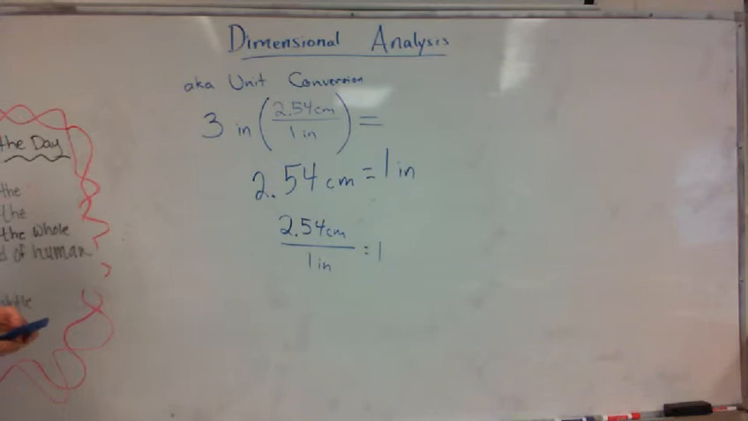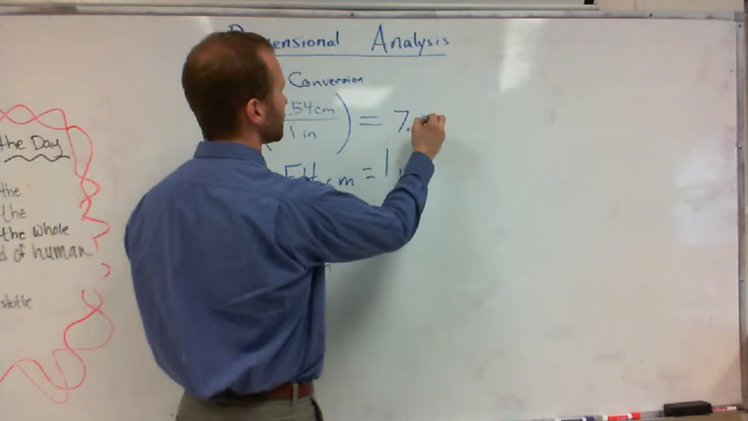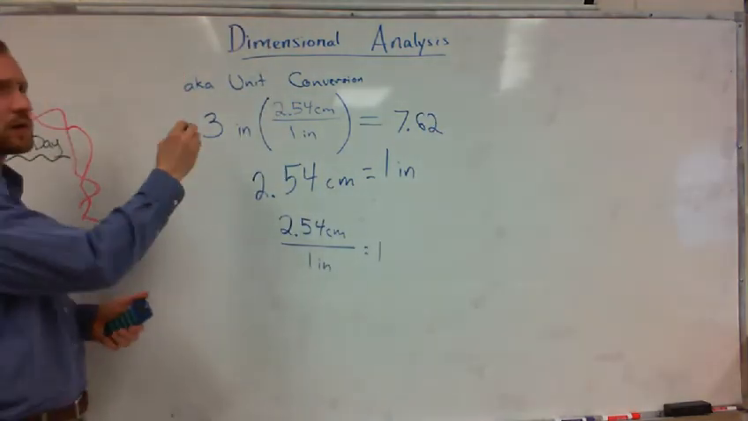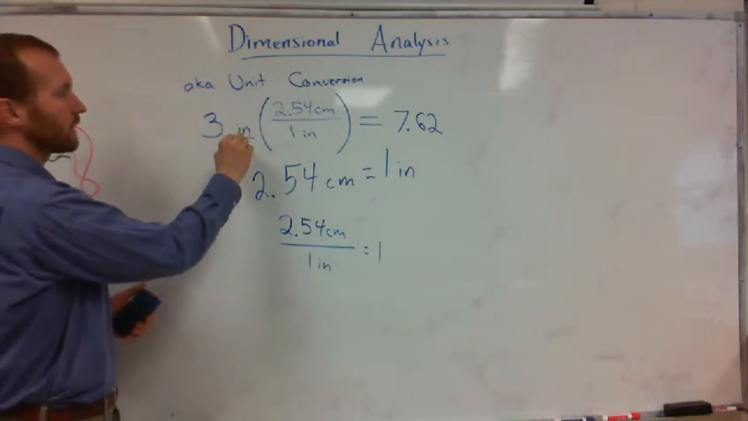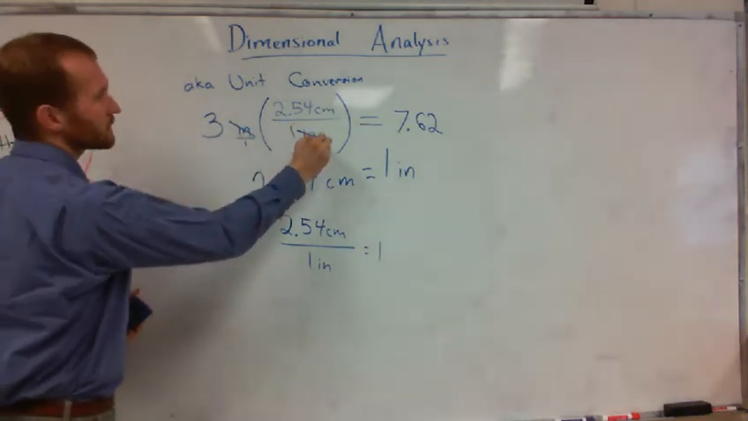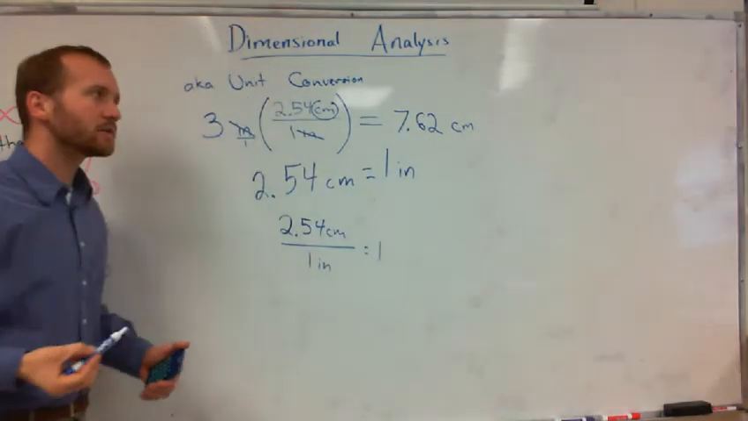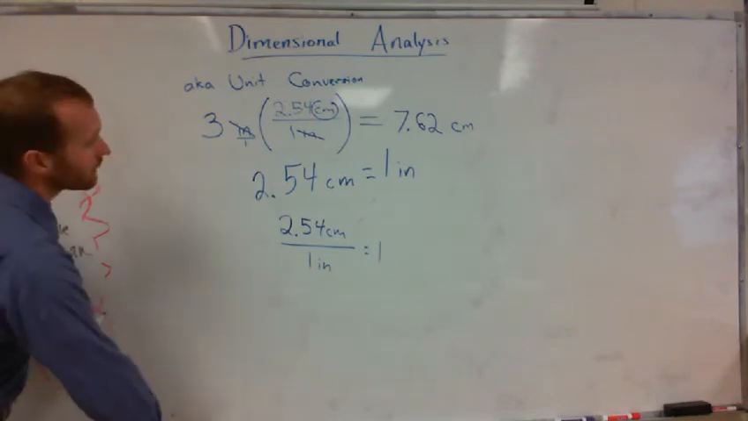3 times 2.54. According to this calculator, it is 7.62. Now I have to think about my unit. This is where cross-canceling is important. Right here I have inches. That's just like having inches over 1. It's just like a fraction. I'm going to cross-cancel this inches up here with this inches down here. And so the only unit I have left is centimeters in the numerator. And so my answer is 7.62 centimeters. And that's the basic process of dimensional analysis.